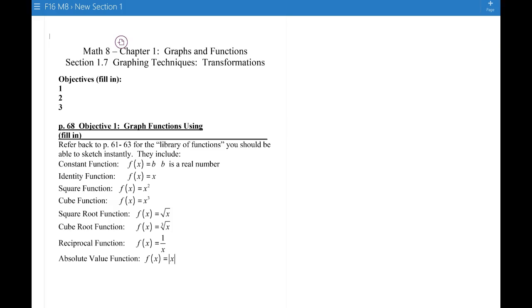So section 1.7, we're going backwards to chapter 1 to pick up some concepts about graphs and functions that will be helpful for us in the following trig section. So we're going to be talking about graphing techniques, transformations.